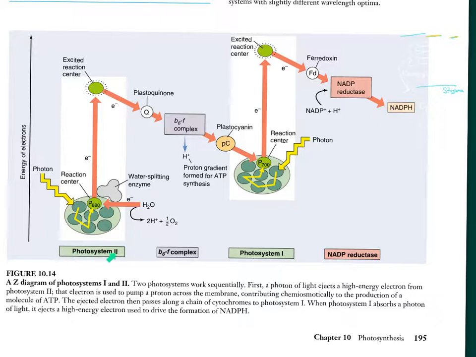So the first one was which one? Photosystem 2. Notice that photosystem 1 comes after it. I know it's weird. Deal with it. So light comes in, and the energy of the electrons goes up. This is a graph, with a y-axis. The higher up you are in this diagram, the higher the energy.